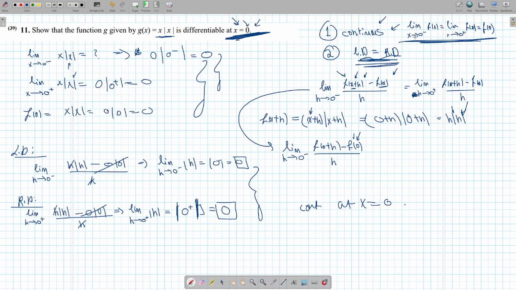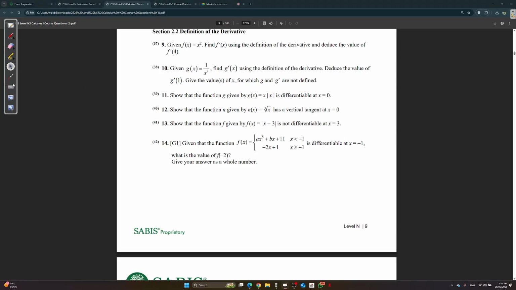So step by step, first thing you check is continuity. Find these three. Second step you check is the left and right derivatives. This is the rule, but change x by what it is. In this case it's 0, so it will be f of 0 plus h minus f of 0. Okay, that's it. Let's do 12.